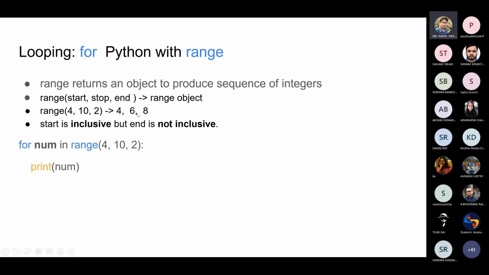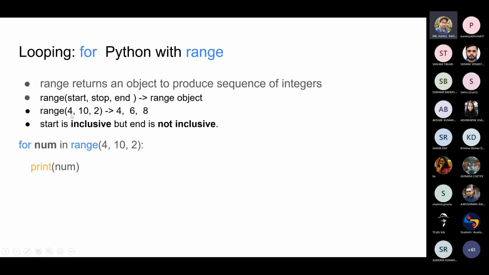So 4, 6, 8. Notice that we have not included 10 here because of the stop. This is not end here, this is a typo. In the range object it is the step size: start, stop, step. So the basic syntax of range is start, stop, and the step size, how much step you have to take.